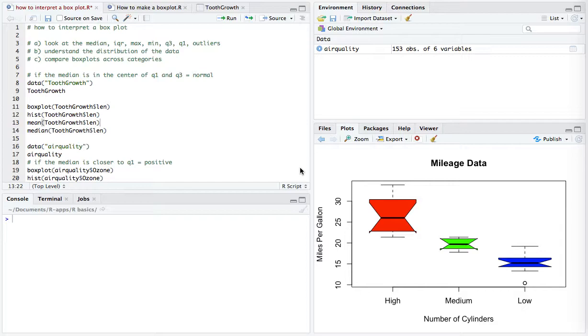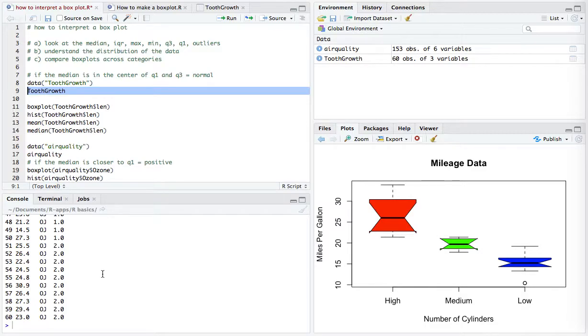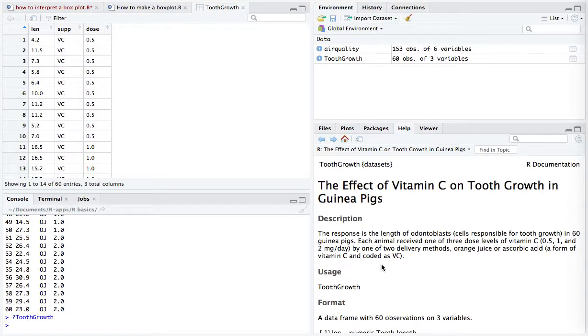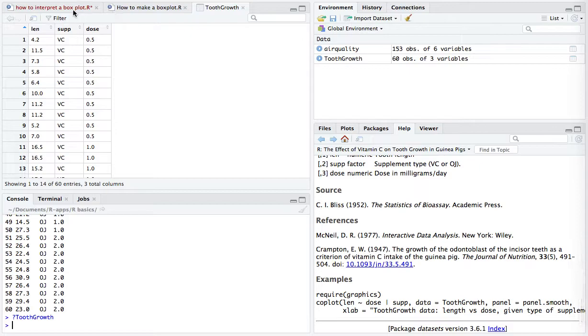Now to demonstrate this, I'm going to use the ToothGrowth dataset, which comes already pre-built in R. So let's quickly call that dataset and view that data. This has three different variables, and it has 60 observations. One is the length. The second one is the type of supplement, which has two values, VC and OJ, and the third is the dosage. If you want to know more about this data set, I recommend going to the documentation for this data set in R, and you will see all the details.